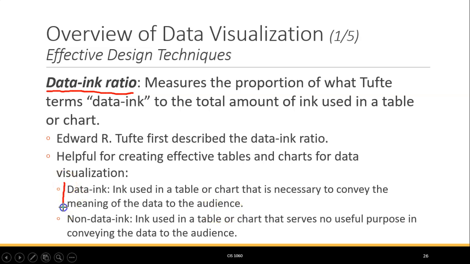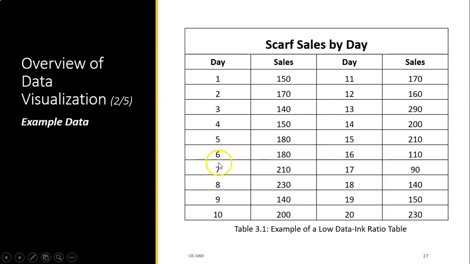So we have data ink, which is used for the number or to convey meaning to the data. And then we have non-data ink, which is basically parts of the chart that are used to frame the data, but not necessarily help in conveying that particular representation of the data. So what does that mean in real life? Well, let's take a look at this.